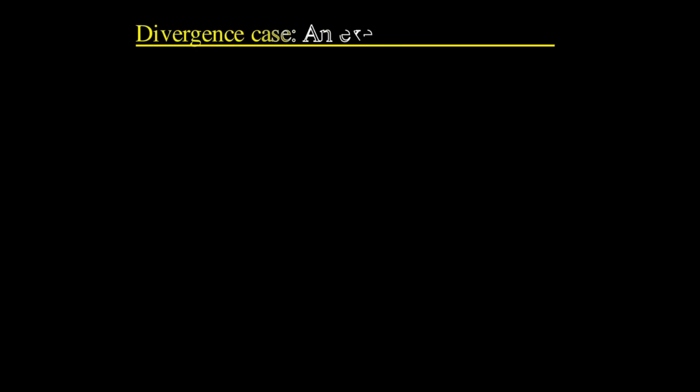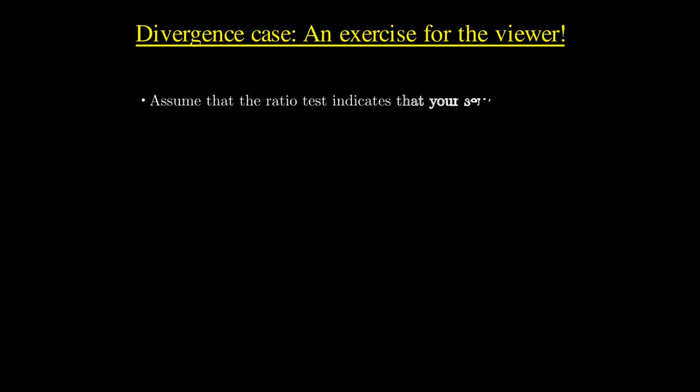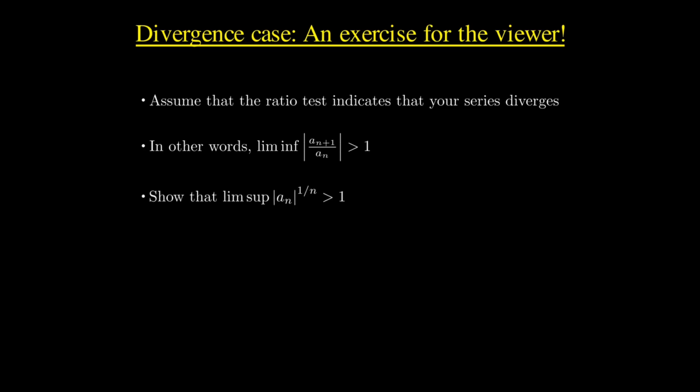We'll leave the divergence case as an exercise, but just to set it up, you're going to assume that the ratio test indicates your series diverges. In other words, the lim inf of the absolute value of a sub n plus 1 over a sub n is greater than 1. You need to show that it also passes the root test for divergence. In other words, the lim sup of the nth root of the absolute value of a sub n is greater than 1. You can use the fact that the lim sup of that sequence is at least as big as the lim inf.